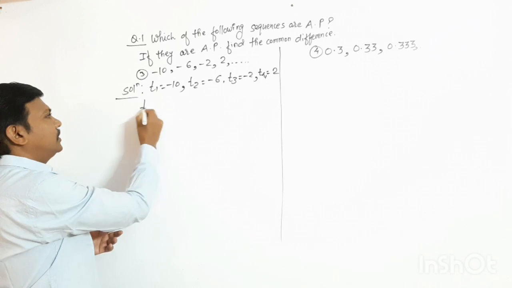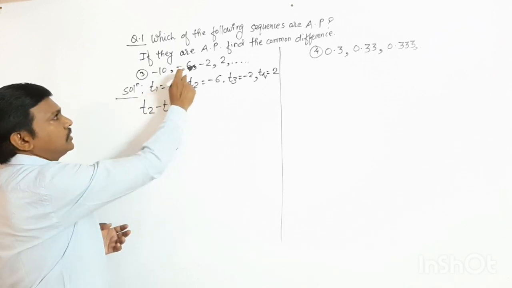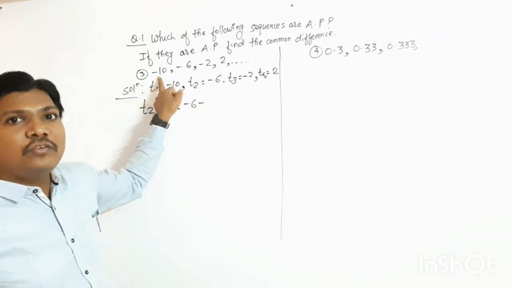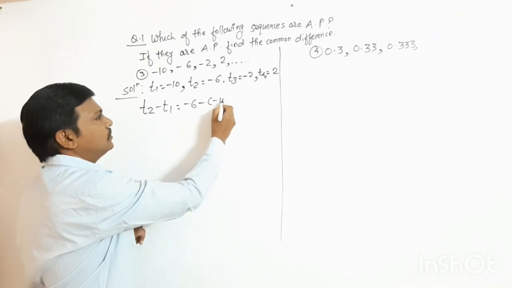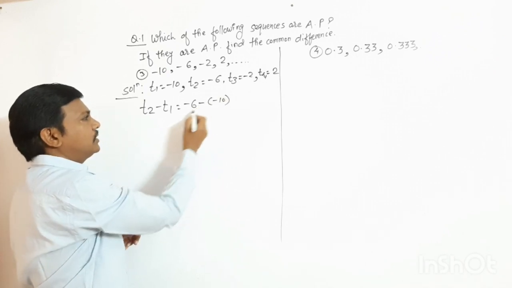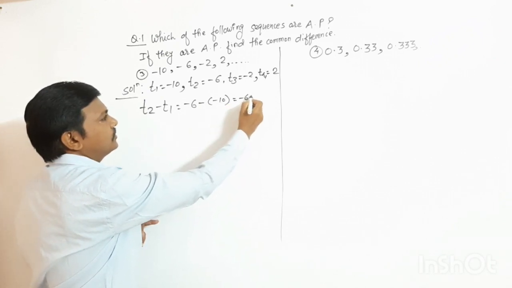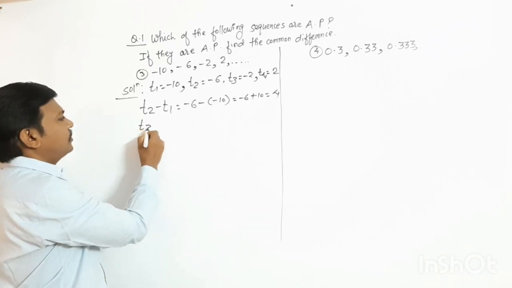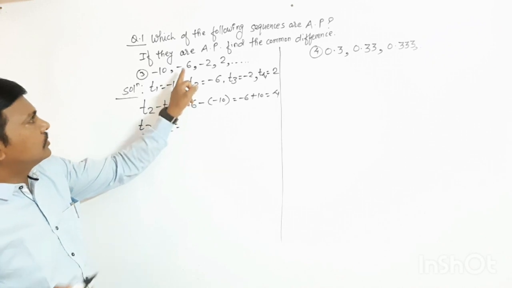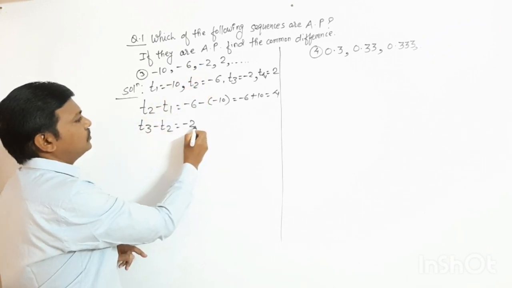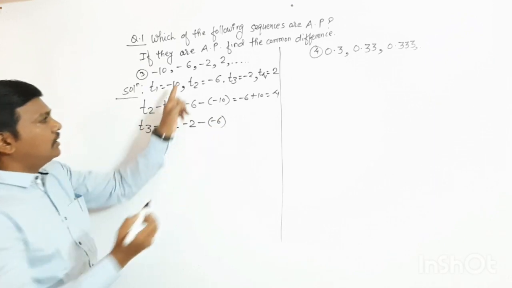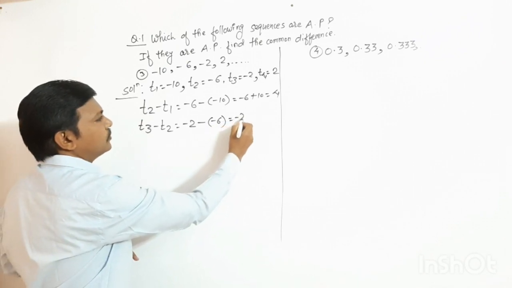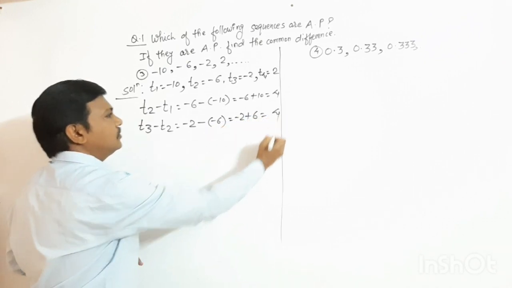So first we write T2 minus T1. So T2, that is minus 6, then minus sign, and again T1 is minus 10. So we write in bracket, that is minus 10, and you know because of this minus sign the sign is changed, so it is minus 6 plus 10, that is plus 4. And then T3 minus T2, third term is minus 2. So minus 2, then minus, again minus 6 is in bracket, that is the second term, and then sign is changed. So minus 2 plus 6, again it is 4.